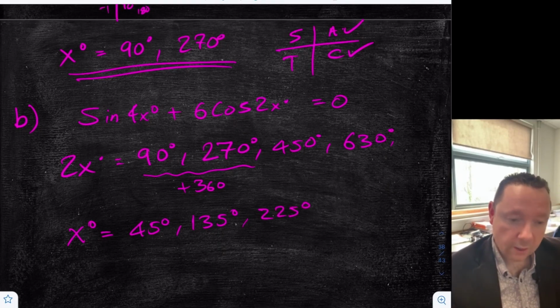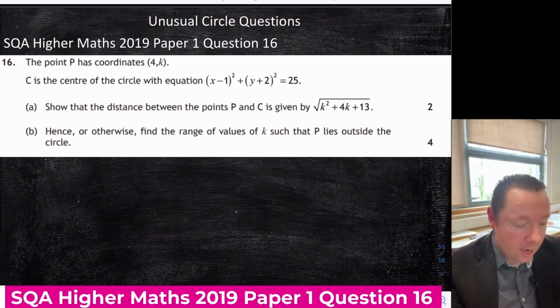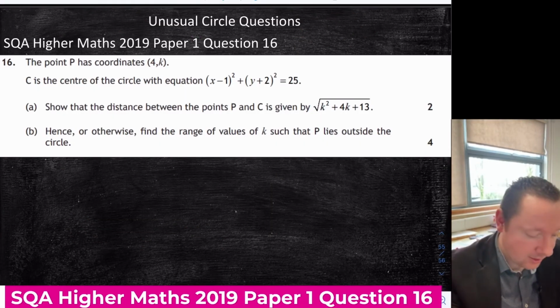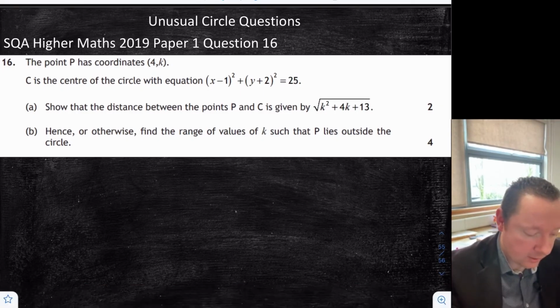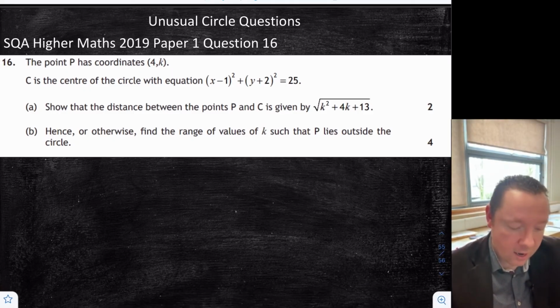And the final one is 315 degrees. And we're done there. Okay, unusual circle questions. SQA Higher Maths 2019 paper 1 question 16 had this one. P is the point with coordinates 4, k and C is the centre of the circle with this equation. Show the distance between P and C is given by the square root of k squared plus 4k plus 13.